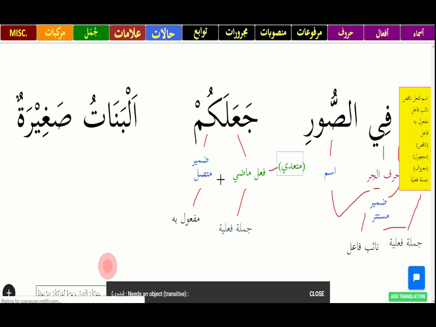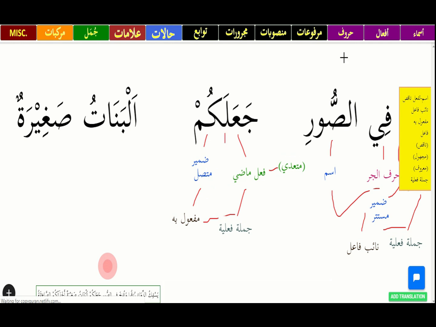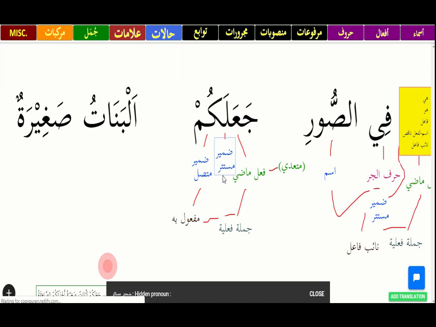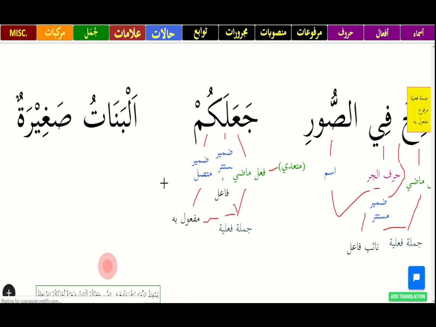Ja'ala means to make. So since we have the maf'ul bihi, we still need to find the fa'il. So we'll say inside of that verb ja'ala, because singular third person, there's nothing to the left, so we'll find the doer within or on the verb. So we'll say that damir mustatir, huwa, that is going to take the role of fa'il, and that will then wrap up our sentence. So we can translate it now. Ja'ala means to make. So he, one male, made kum, you, many males. He made you. So that is the meaning of that.